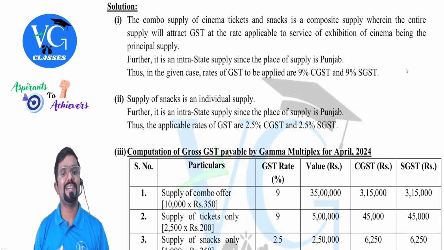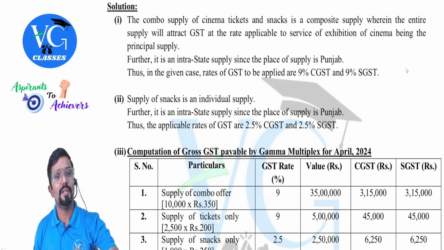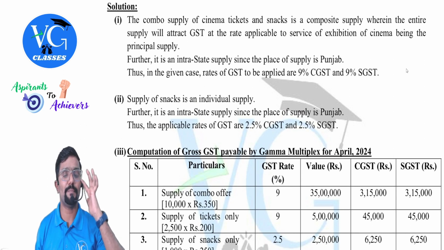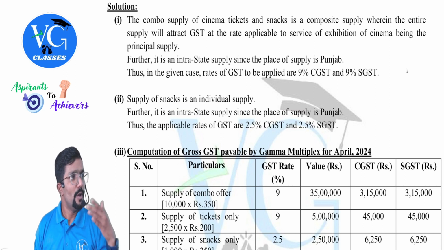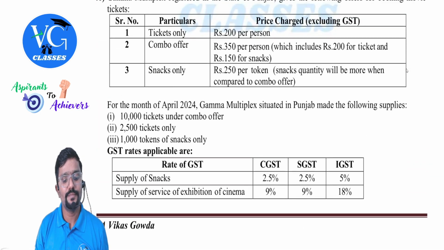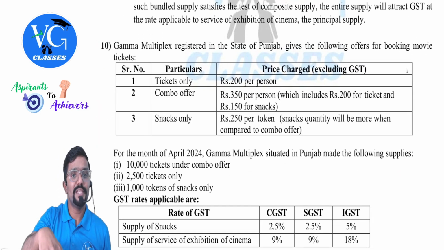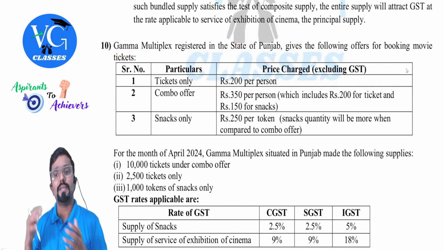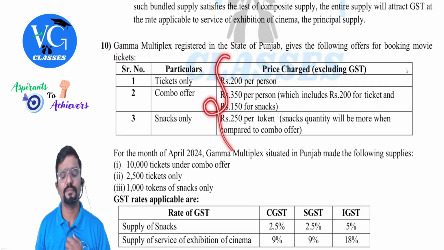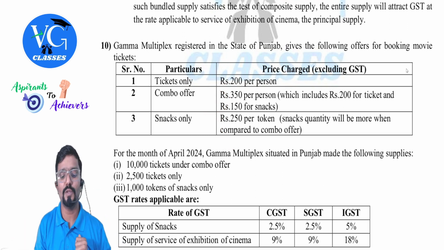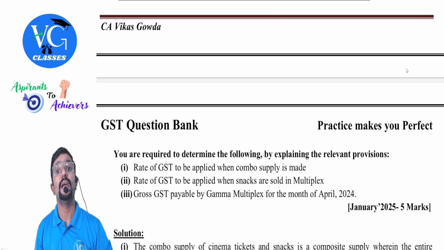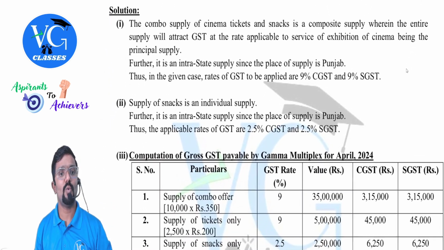The combo supply of cinema tickets and snacks is a composite supply wherein the entire supply will attract GST at the rate applicable to service of exhibition of cinema, being the principal supply. Further, it is an intrastate supply since the place of supply is Punjab. Okay. Location of supplier. Guys, what is the location of supplier? Punjab. Where is the supplier registered? Punjab. Sir, where is the cinema exhibition happening? In Punjab. Because obviously the theater is in Punjab. So location of supplier and place of supply, both are in Punjab. Intra or inter? Intra. So what would we levy, guys?